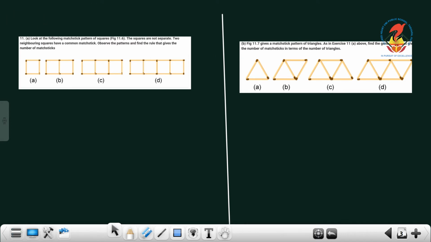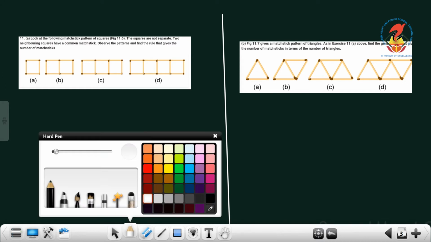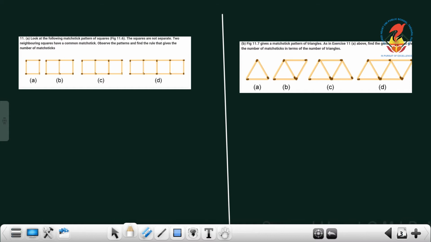What about the first one? How many matchsticks are used in this? 4. What about the second one? 7. What about the third one? 1, 2, 3, 4, 5, 6, 7, 8, 9, 10. What about the fourth one? 10 plus 3, 13. So, what we can write is, we can write this as a multiple of 3 plus 1. Here it is 6 plus 1, 9 plus 1, next is 12 plus 1.